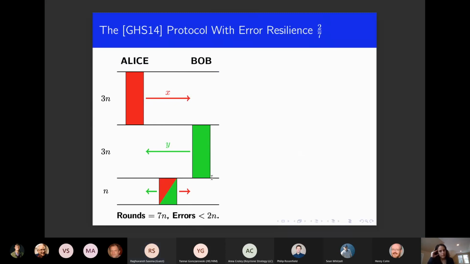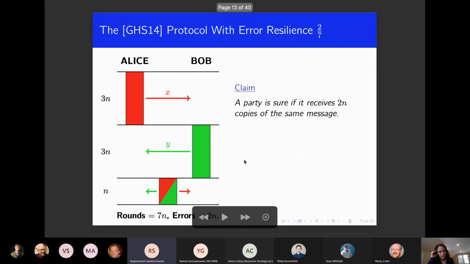So the first claim is, in these 6n rounds, if a party receives 2n copies of some message, then the party can be sure that this is indeed the correct input of the other party. So if Bob receives 2n copies of some string here, then he can be sure that Alice's true input is actually that string. The reason this holds is because the number of errors is less than 2n. By the pigeonhole principle, if you receive 2n copies of some message and the number of errors is less than 2n, there exists one of the copies that is not corrupted. And because that copy was not corrupted, that was indeed the true input of the other party. So this is why this claim holds.